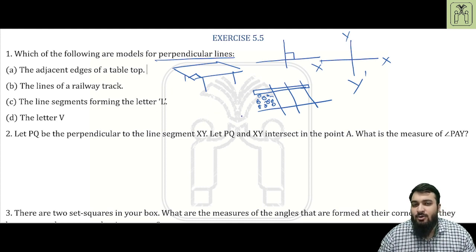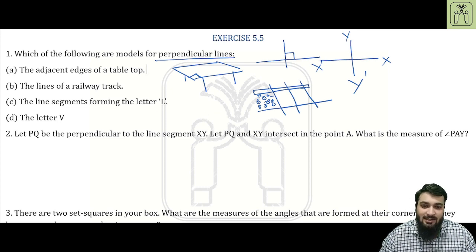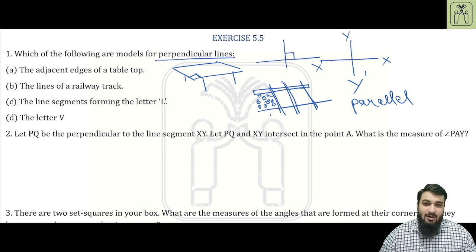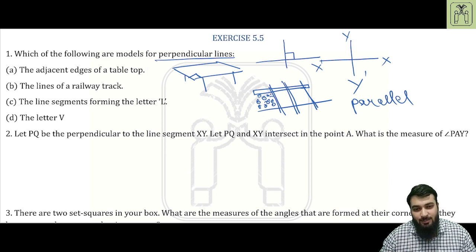So if you are talking about the lines of a railway track, these lines, then these are parallel to each other. Not perpendicular, but yes, if it had been the lines of the railway track with respect to the railway track, then it would have been perpendicular, because this makes a perpendicular angle between them. But this, on the other hand, they both are parallel, not perpendicular.